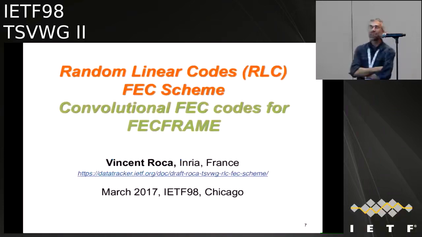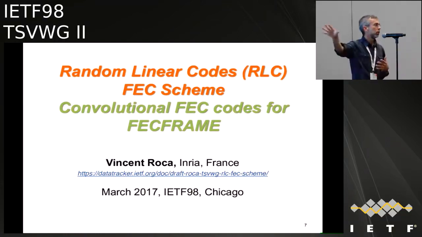Next slide. Okay, so this second part of this talk is about this new FEC scheme called RLC, Random Linear Codes. I think this is the most obvious and generic FEC scheme for this type of convolutional codes. This is the one that anybody would think about first when talking about convolutional codes applied at the application layer.